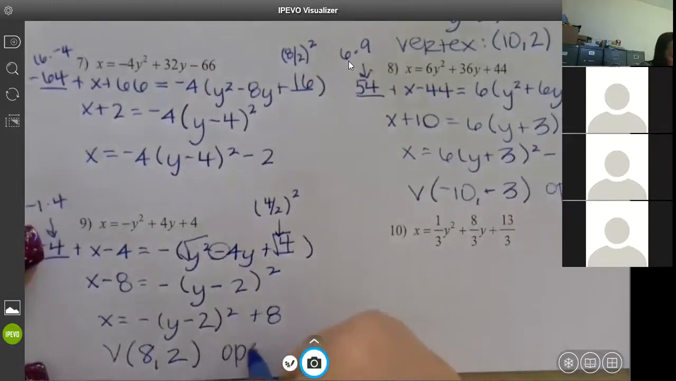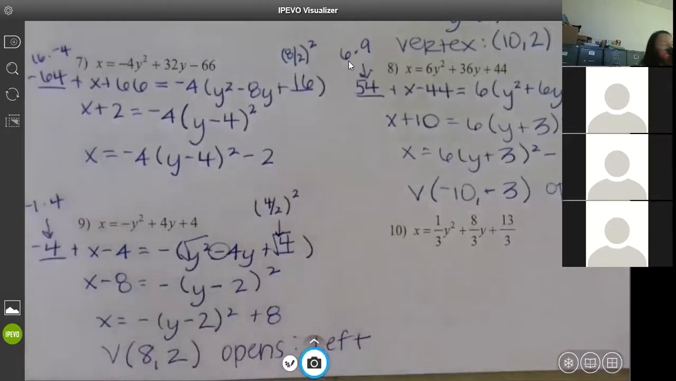How does it open? Did it get fatter or skinnier? It's a trick question. What's your number? A negative what? 1. 1 does absolutely nothing. Remember, when we multiply by 1, it doesn't do anything. So there is no stretch or shrink on this one. Got it? All right.